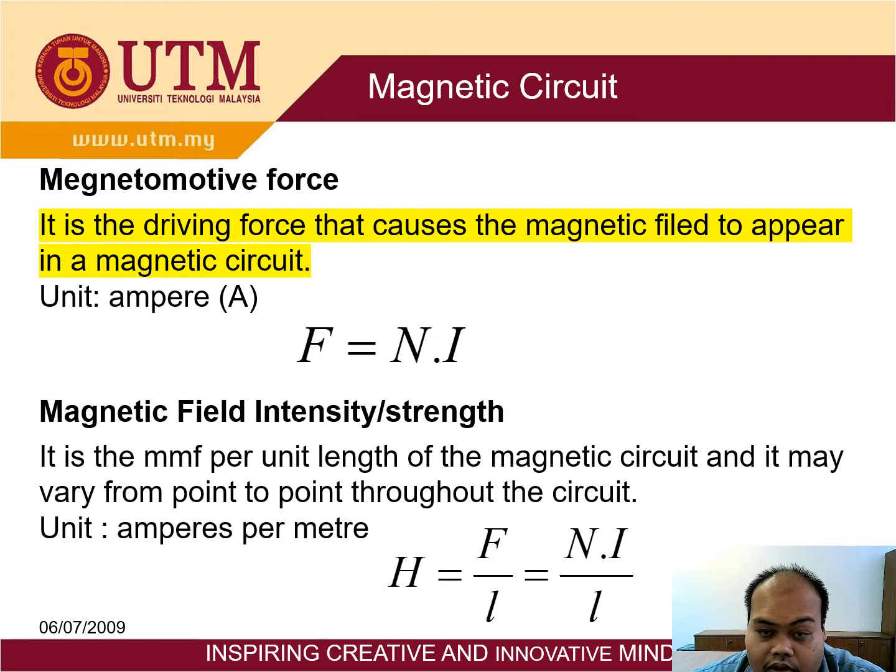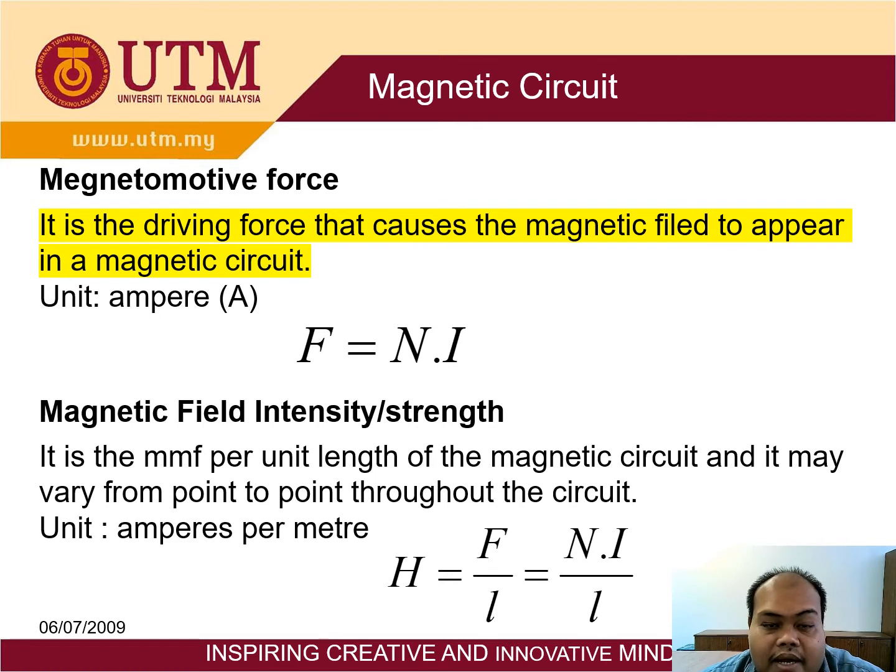And the formula is also important, because if you want to do calculations, you need to know the formula. So F is basically equal to N I. N is the number of turns of winding, and I is the current supplied to the winding. The unit is ampere turn, written with a capital A, a dot, and then a small t for turn. If you write ampere, I also accept it.